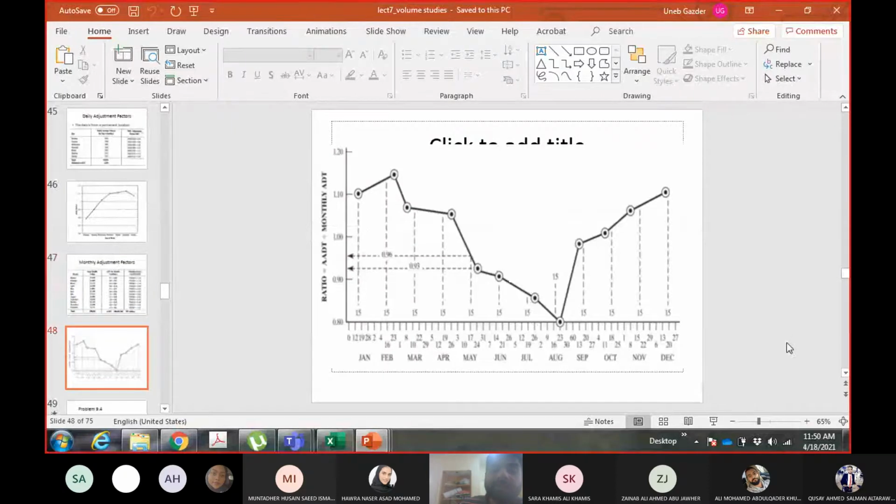This is again a plot of the adjustment factors for each month. You can see the lowest is for August and the highest one is for February. So the highest traffic is in August and the lowest average traffic is in February.